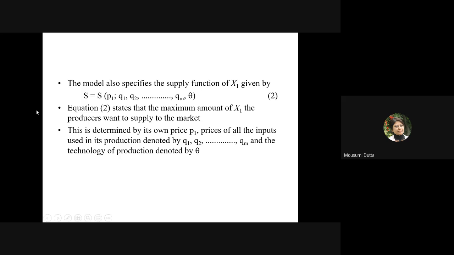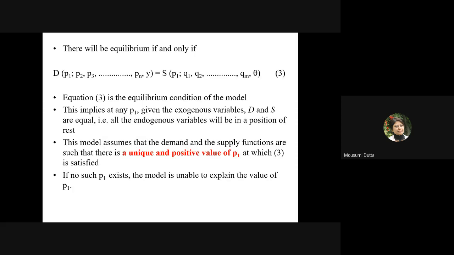Equation 2 states that the maximum amount of X1 the producer wants to supply to the market is determined by its own price P1, the prices of all the inputs used in the production process, denoted by Q1, Q2 up to Qm, and the technology of production, denoted by theta. Sorry, Q1, Q2 to Qm are not prices of other commodities; these are the prices of inputs. So P1 is the price of the commodity, Q1, Q2 to Qm are the prices of inputs, and theta is the technology using which the commodity X1 will be produced. So these are the two equations we are considering here.